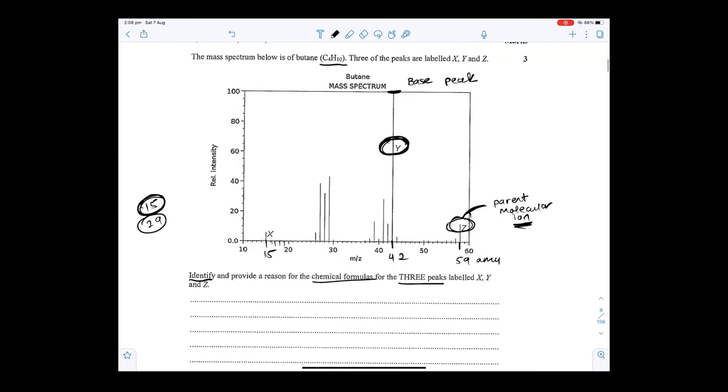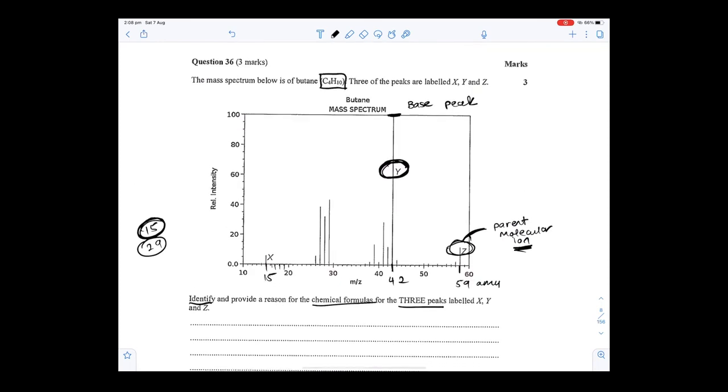And we know this is a compound only containing carbon and hydrogen. So, Kushal, how many carbons could make up a fragment that's overall 15 atomic mass units in size? I'm not sure, sir. What's the atomic weight of a carbon, Kushal?